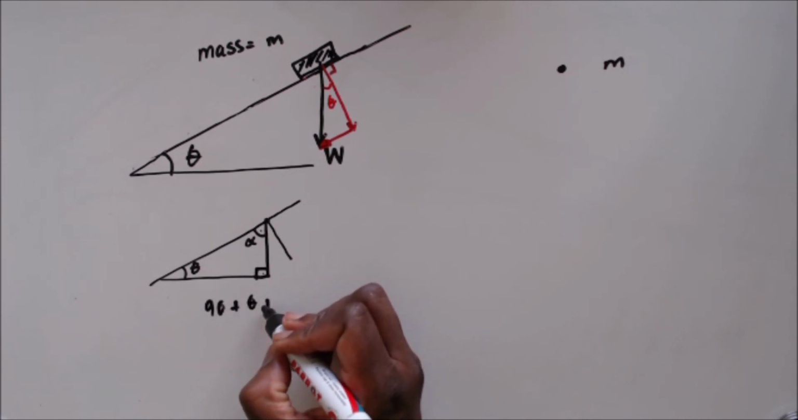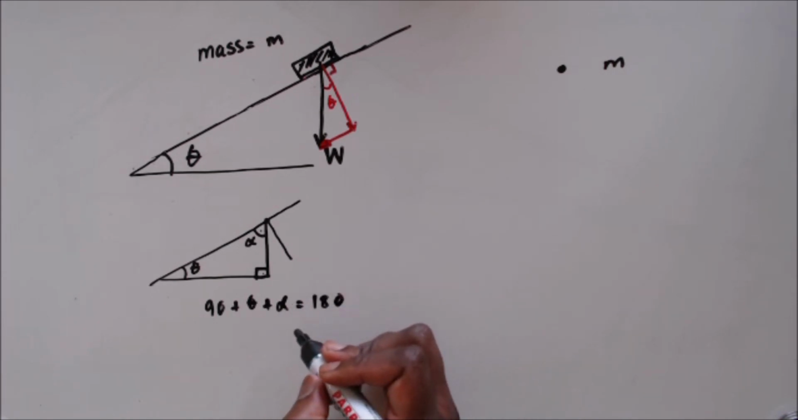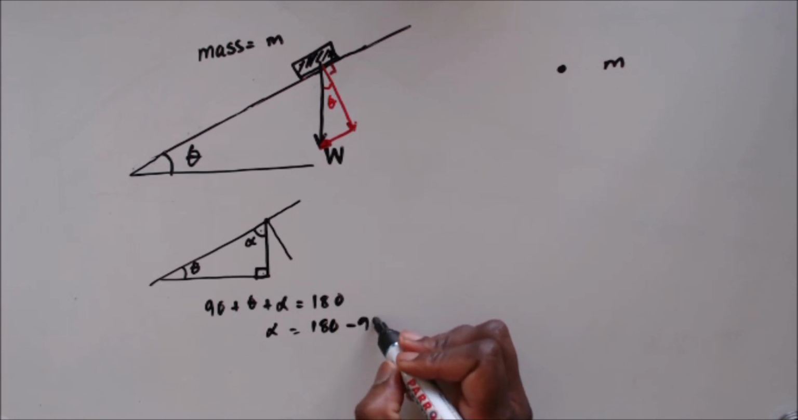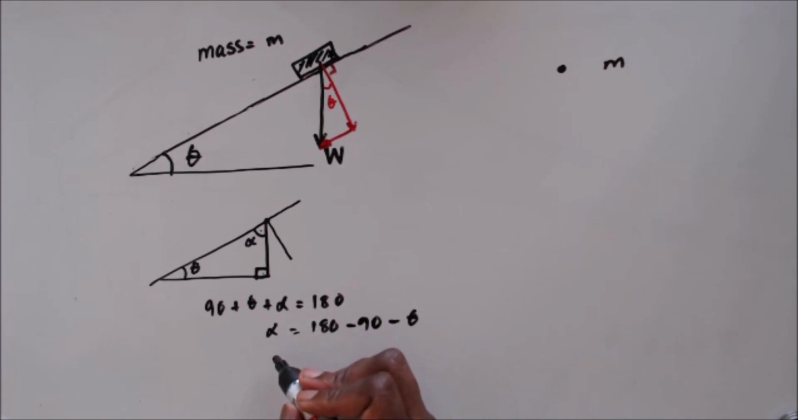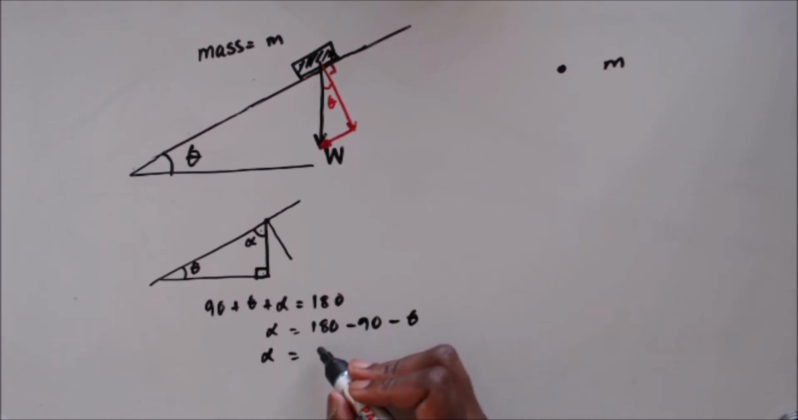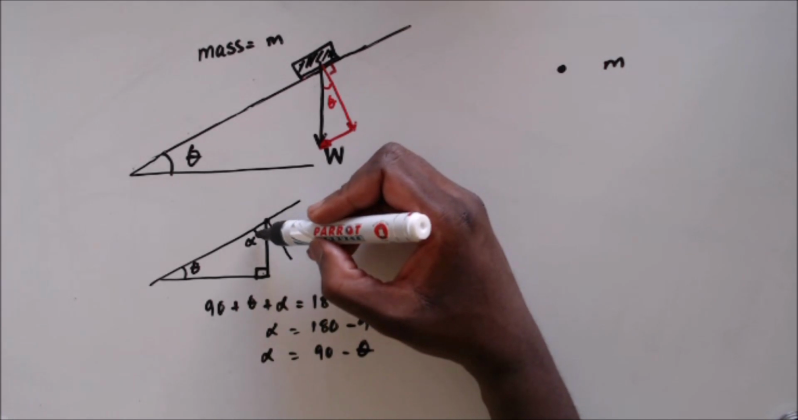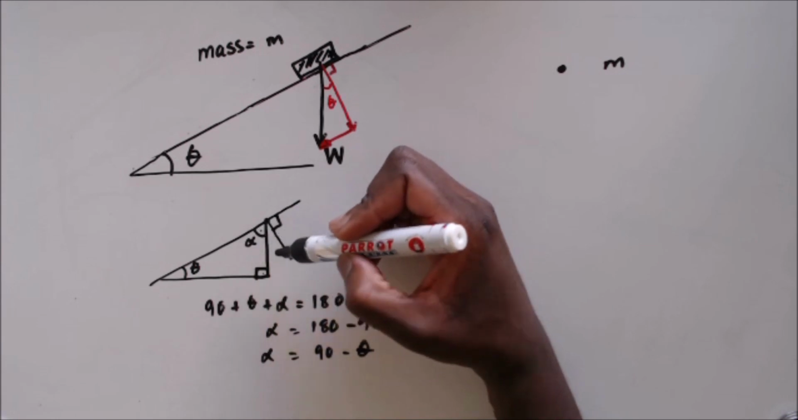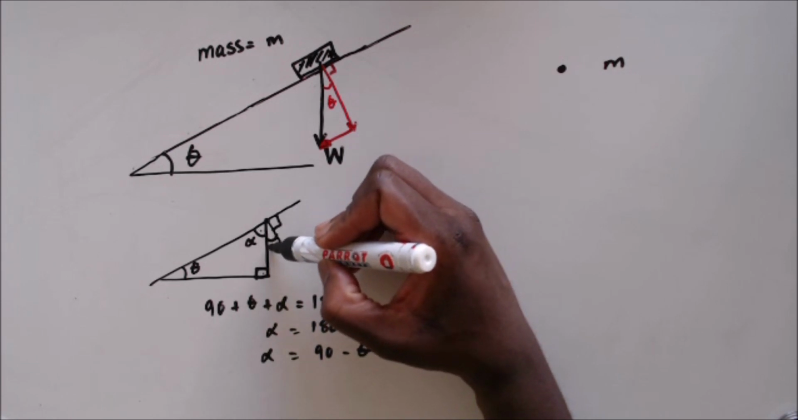90 plus theta plus alpha is equal to 180. Which means that alpha is equal to 180 minus 90 minus theta. 180 minus 90 is 90. So what we have is that alpha is equal to 90 minus theta. So alpha is 90 minus theta, and this whole angle there, if that is 90 degrees, then it means that this angle here must be theta.